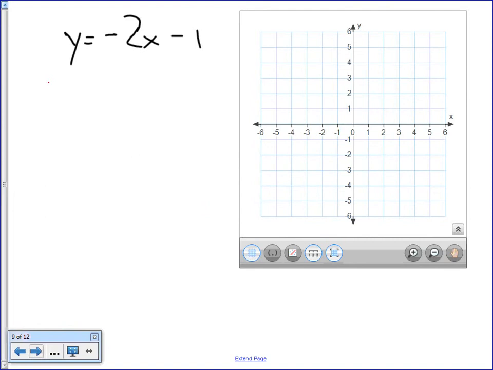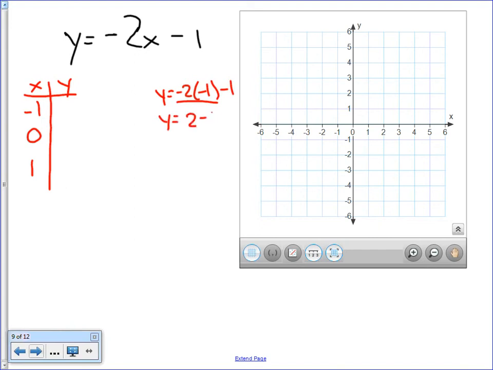Next one here, I have y equals negative 2x minus 1. Let's make a little xy table. How about let's try negative 1, 0, and 1. Again, it doesn't matter which ones you use. The ones that are closest to 0 are most of the time easier, so that's kind of why I use them. So let's plug those guys in. We have y equals negative 2 times negative 1 minus 1. Negative 2 times negative 1 will give me a positive 2. So positive 2 minus 1, so y equals 1.